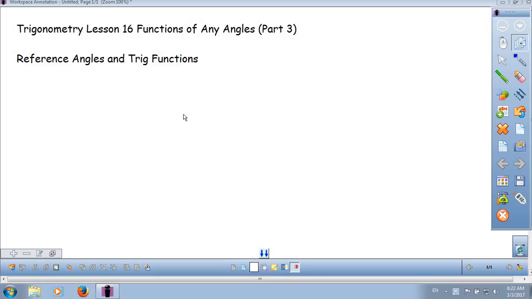Now I think you probably remember several lessons ago we talked about what a reference angle is and how to find the reference angle. And today let's take a look at how reference angles help us, because I did mention at that time that reference angles are useful. So this is the time when we are really able to make use of reference angles.